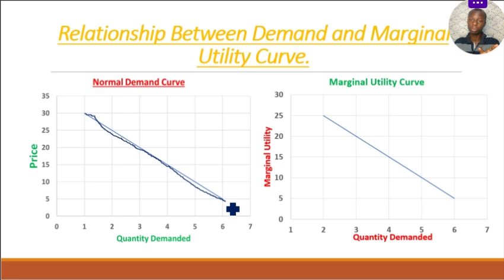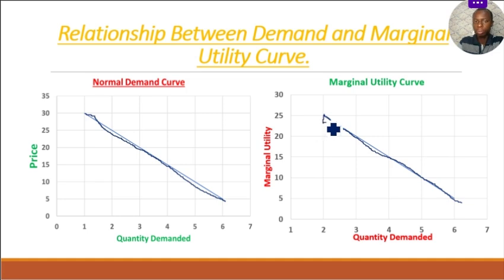Have you seen the normal demand curve? Good. Look at the marginal utility curve likewise. What do you observe about the curve? The curve also slopes downward from left to right. Can you see the relationship? They have a similar relationship.